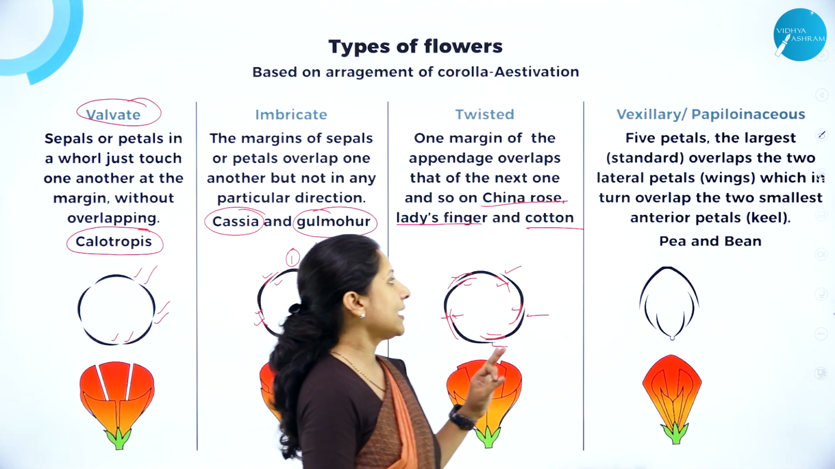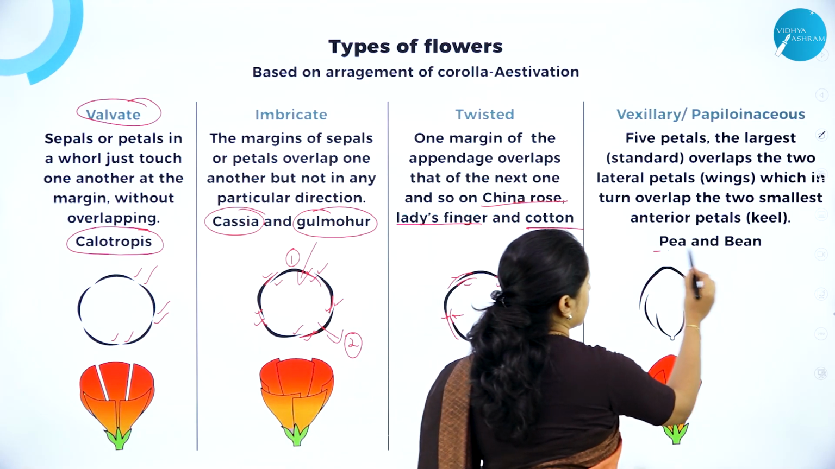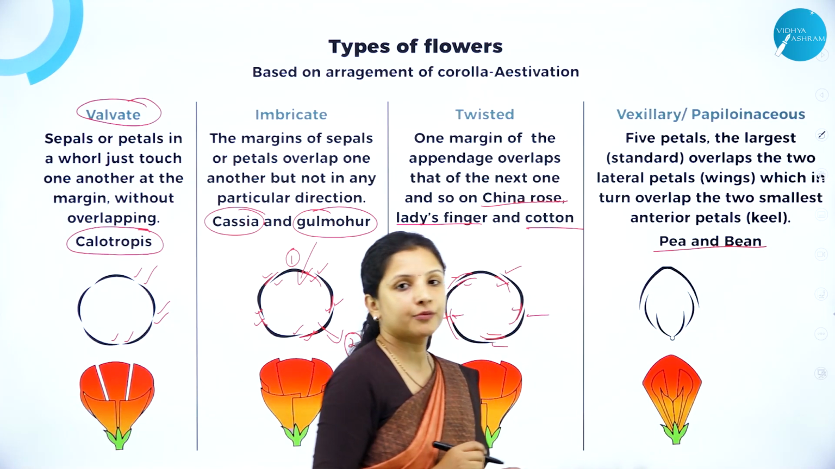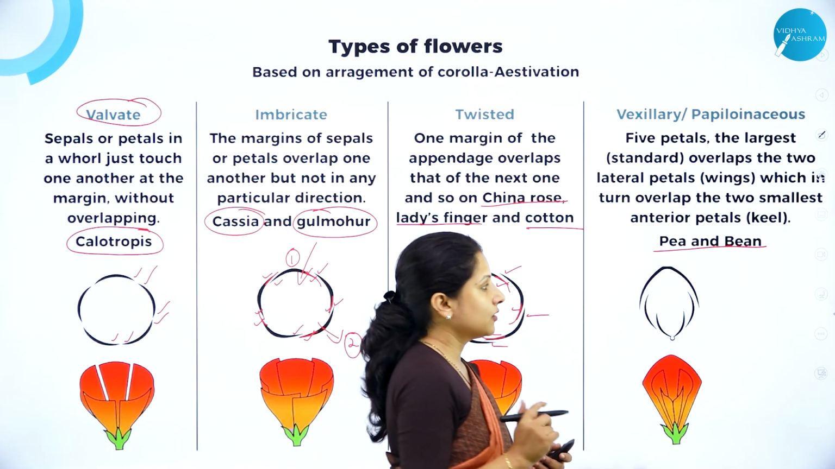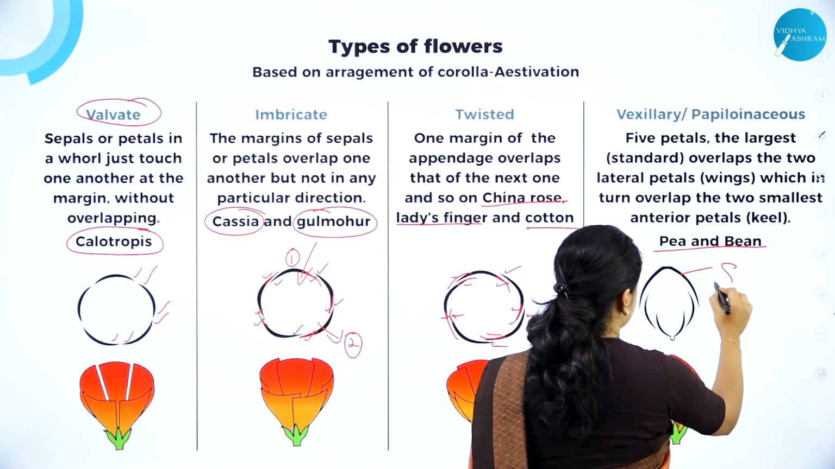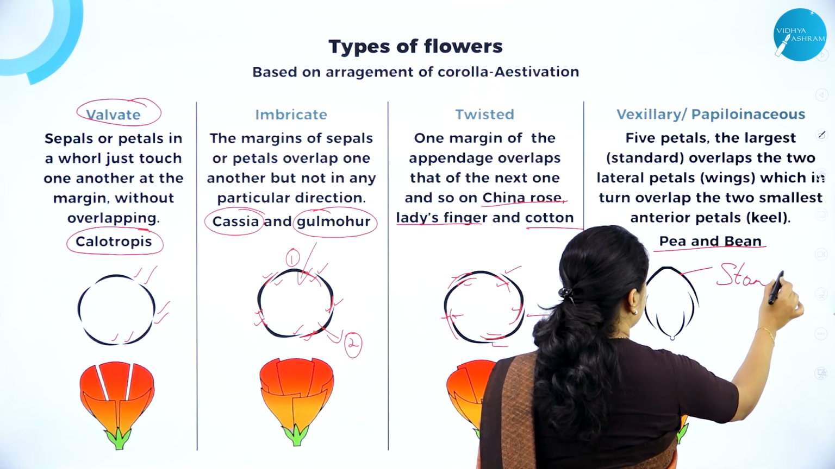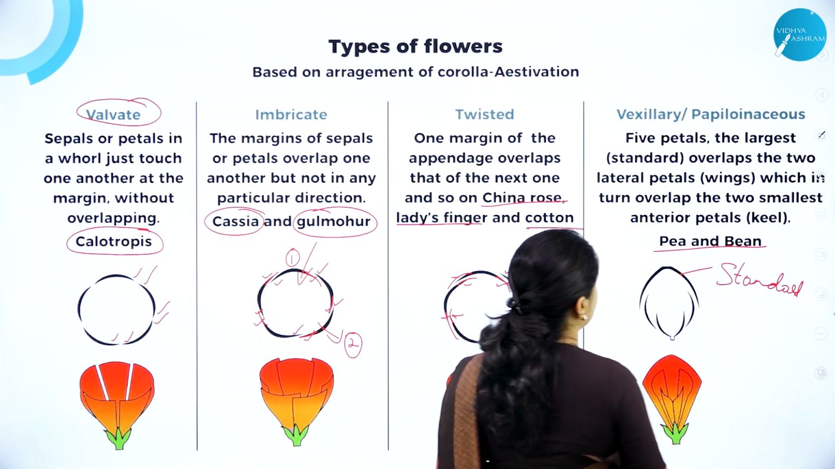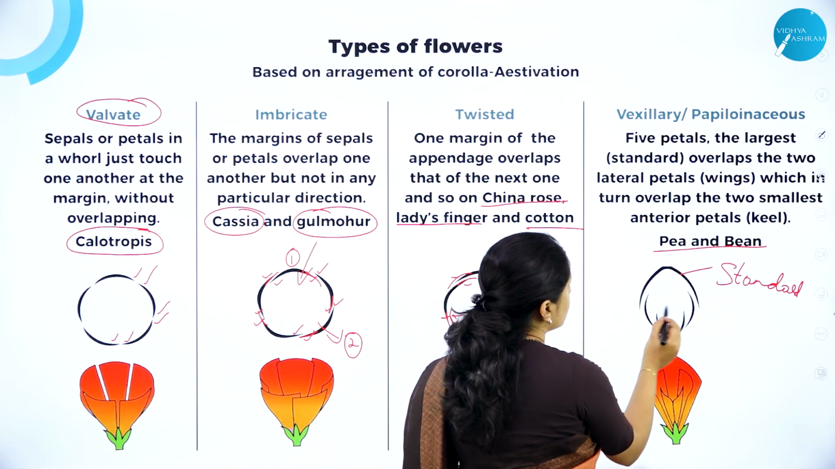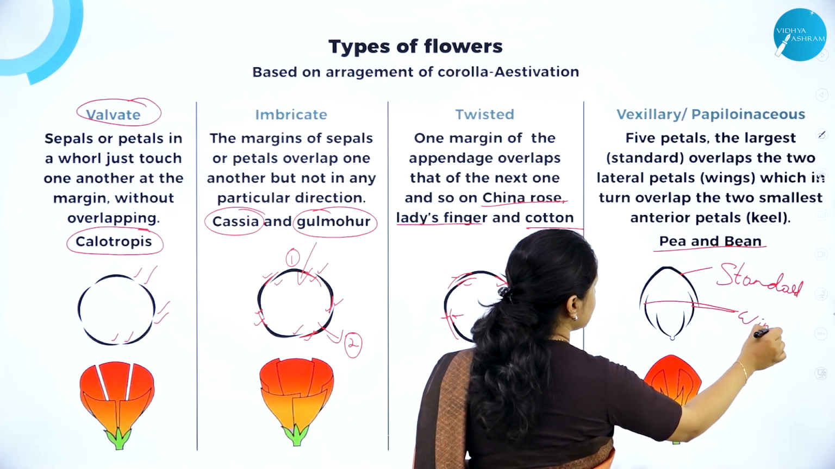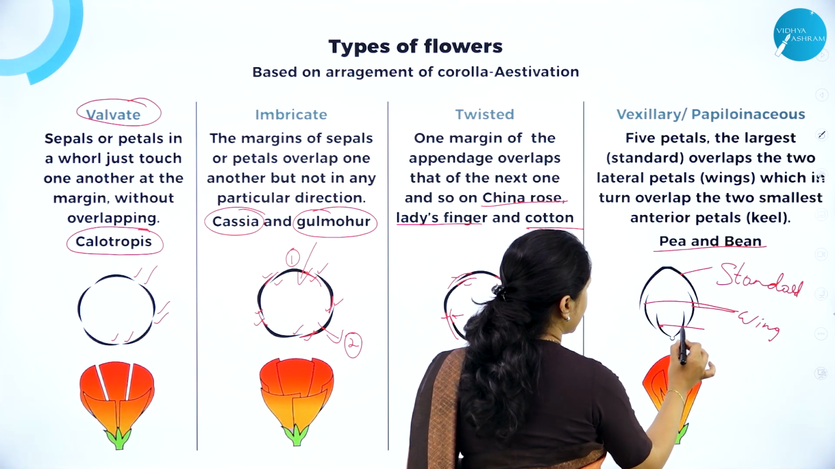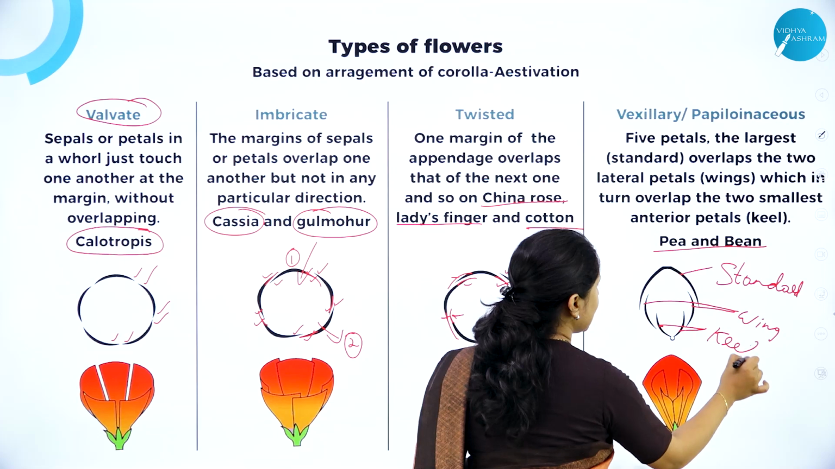Here, usually the flowers will have 5 petals, and all the leguminous plants, the peas, beans, all of them, actually show vexillary or papilionaceous aestivation, wherein they have 5 petals: one large petal, which is called the standard petal, and 2 petals which are called the wing petals, and 2 petals which are called the keel petals.